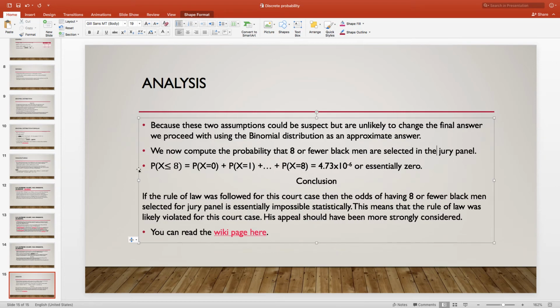So if I want to calculate that we see at most 8 Black individuals selected for trial jury, well, it's possible that X is 0, X is 1, all the way up to X is 8. And the final probability I get is 4 times 10 to the negative 6, which is essentially 0.